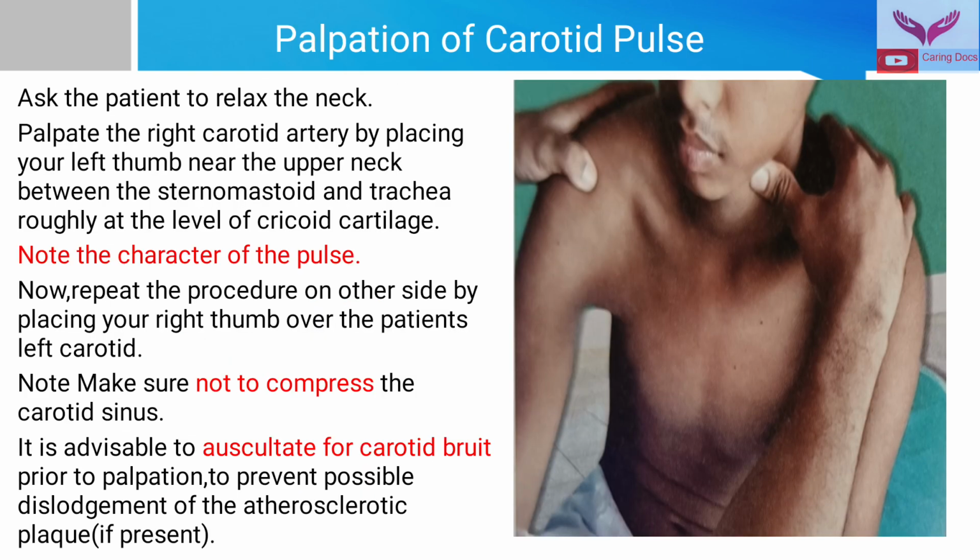Coming to the palpation of the carotid pulse, we have to ask the patient to relax the neck. We can palpate the right carotid artery by placing our left thumb near the upper neck between the sternomastoid and trachea, roughly at the level of the cricoid cartilage, and note the character of the pulse. We can repeat the procedure on the other side by placing our right thumb over the patient's left carotid, but we have to ensure that we do not compress the carotid sinus. It is advisable to auscultate the carotid bruit prior to palpation, to prevent possible dislodgement of atherosclerotic plaque.